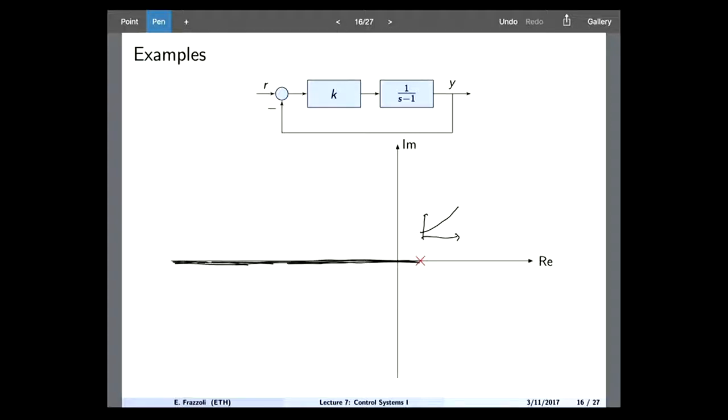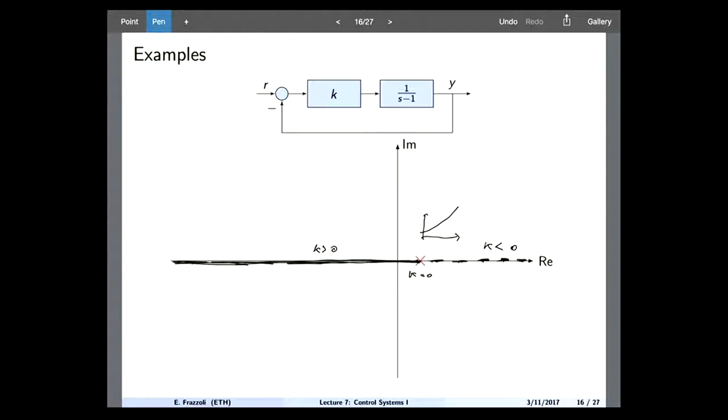In particular, for k positive, the closed loop poles will be to the left of my open loop pole, and it will be on the right of my open loop pole for k negative. Okay, you see that. So for k equal to 0, my closed loop pole will actually be at the same point as the open loop pole, because essentially I'm not applying any feedback. So my closed loop behavior will really be the same as the open loop behavior, okay?